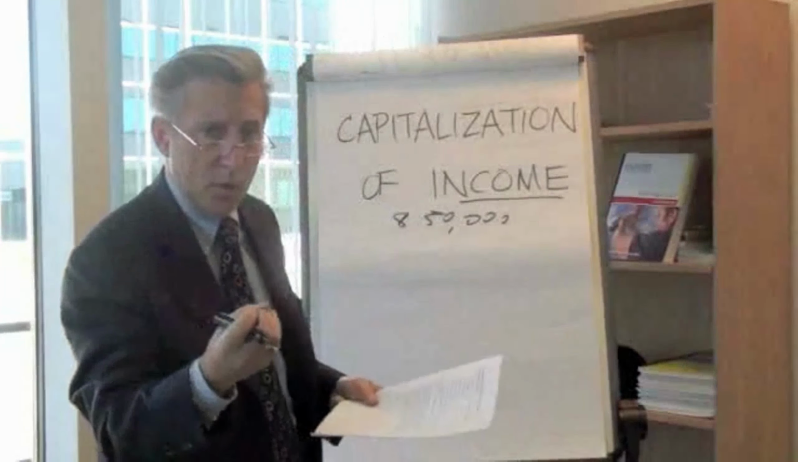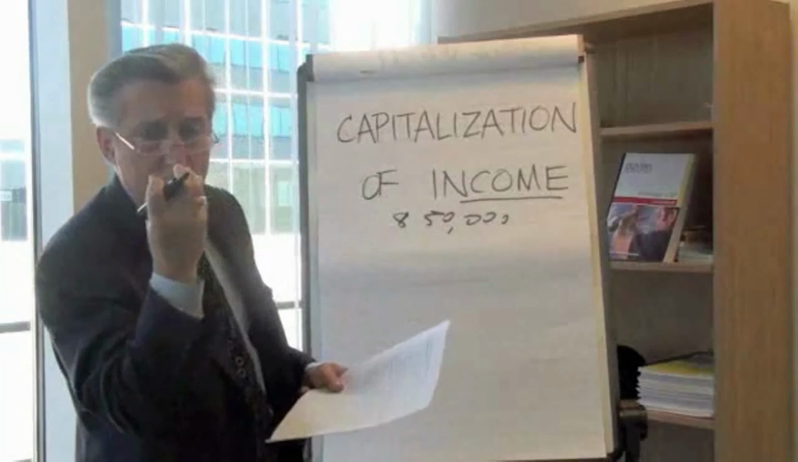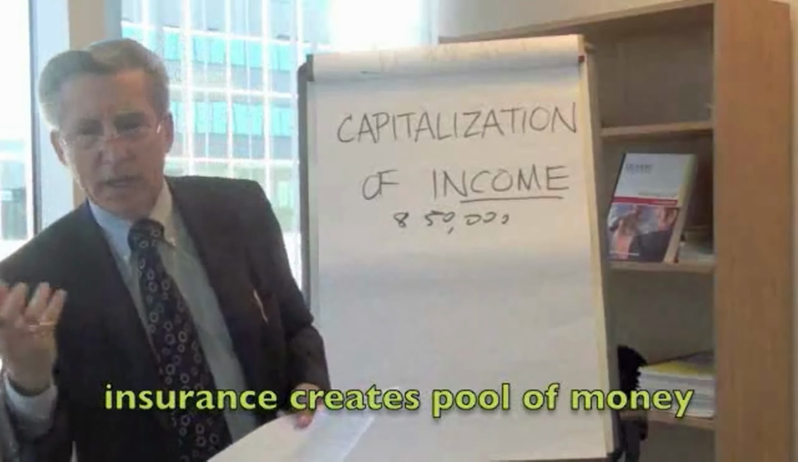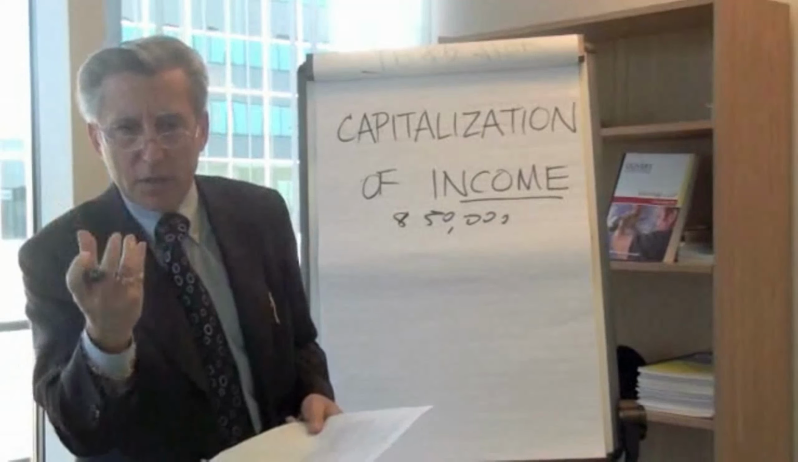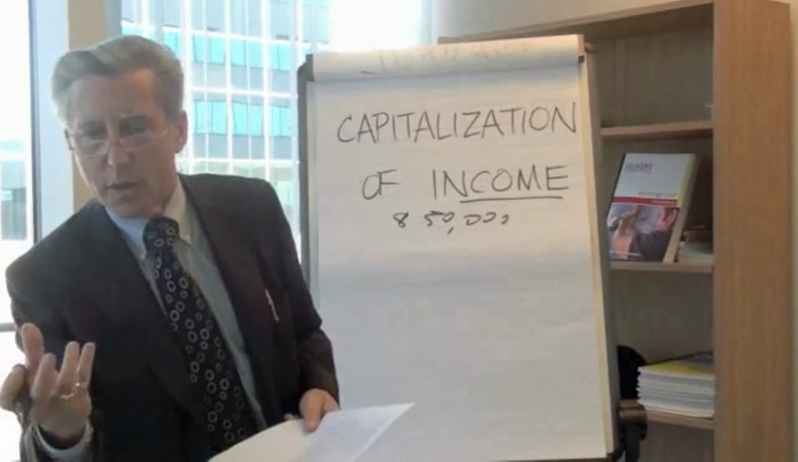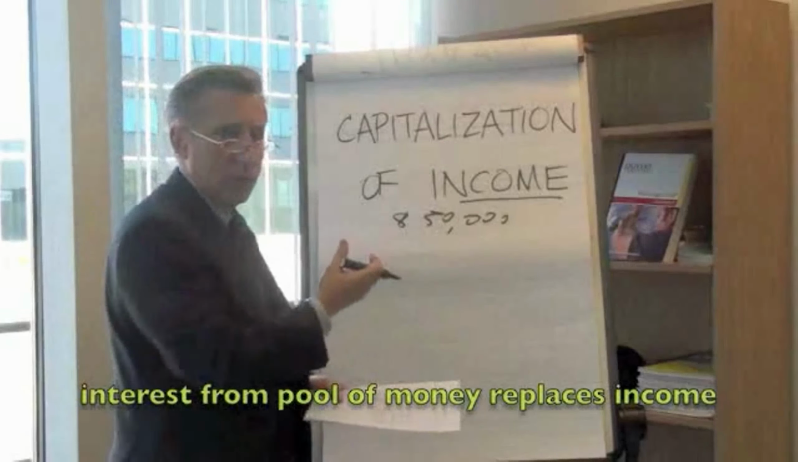So let's assume for a moment that the pool of money we could generate would earn a 5% return, just keeping it simple. In other words, we can invest that pool of money into a 5% note of some sort, and therefore that 5% will generate the $50,000.